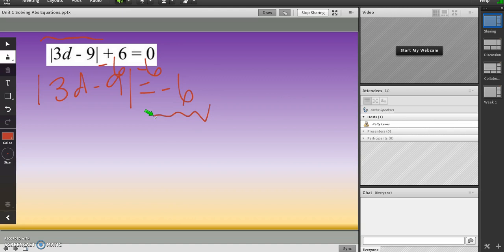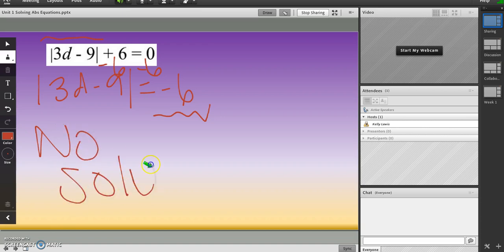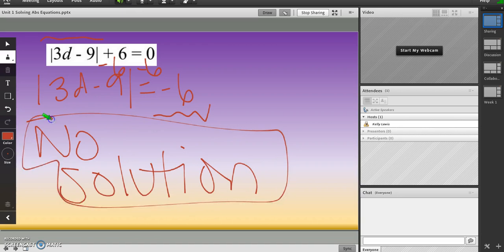Okay, the rule is absolute value can never be negative because distance is always positive. Like you can run east, west, north, or south, but you're never running a negative distance. Okay, so no solution, because you cannot take the absolute value of a negative number. So you're done with that problem because you can't take the absolute value of a negative number.